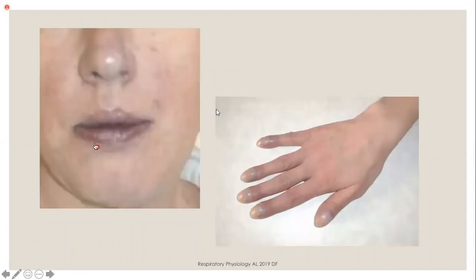So this is the dusky bluish color in the lips and the tip of the nose. Okay. And here in the fingertips, you can see the bluish fingertips. There's another abnormality here. The fingers are bulbous. This is called finger clubbing. You don't need to know what that is. But appreciate the bluish color of the fingers. So here the lips are blue.